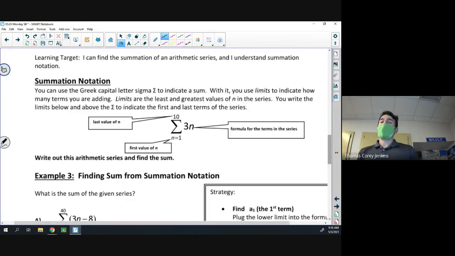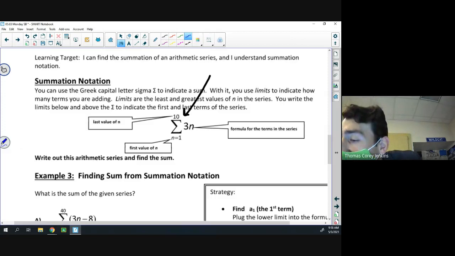To the back side. All right, so now we're going to get into using summation notation. Summation notation looks kind of like this. That's the Greek letter sigma, that big looking symbol in the middle, and then here's what everything means. If n equals 1 or whatever is there, that's going to be my lower limit.